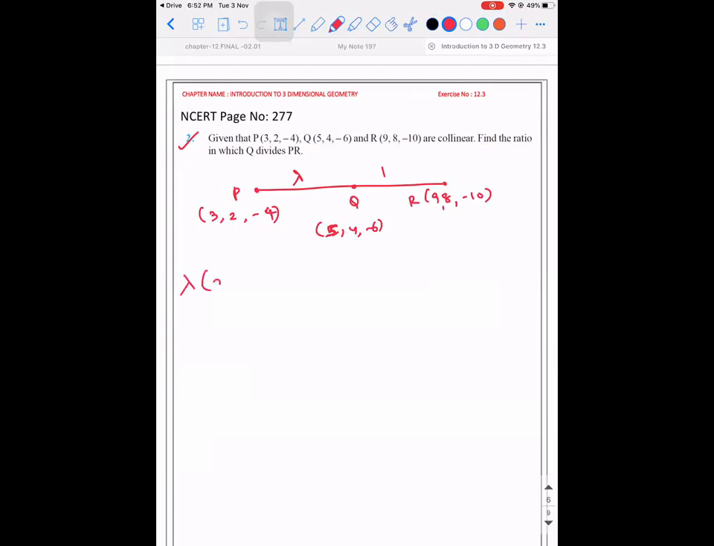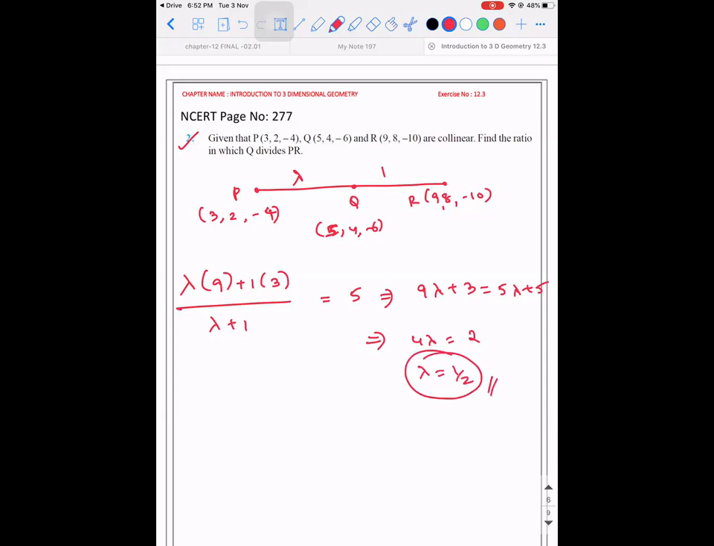So lambda into 9 plus 1 into 3 divided by lambda plus 1 is how much? 5. So 9 lambda plus 3 is equal to 5 lambda plus 5, which implies 4 lambda is equal to 2. Lambda is 1 by 2. So read the question carefully. They have asked only the ratio, so we need not sit and prove that it is collinear. They have already told it is collinear.